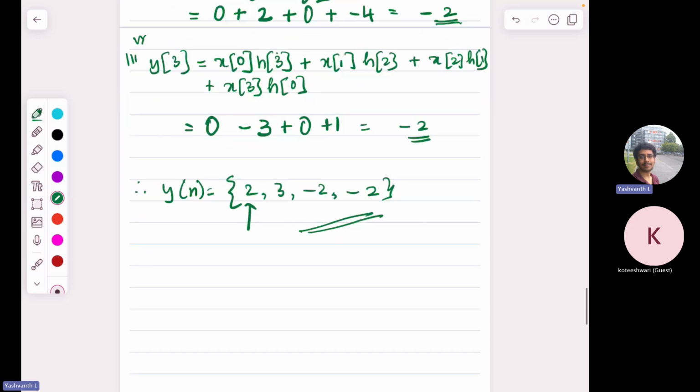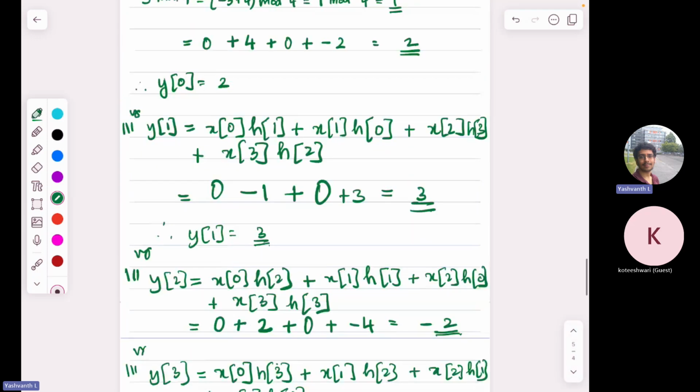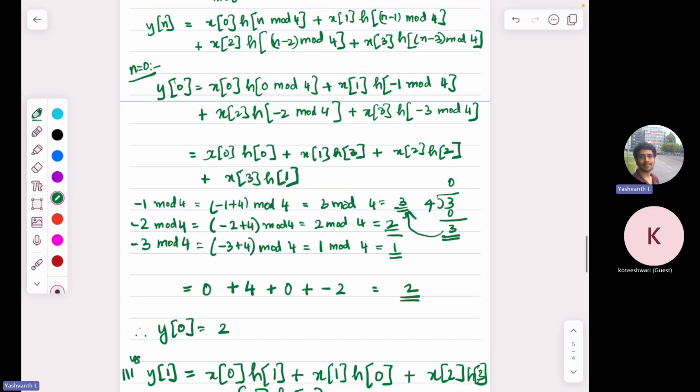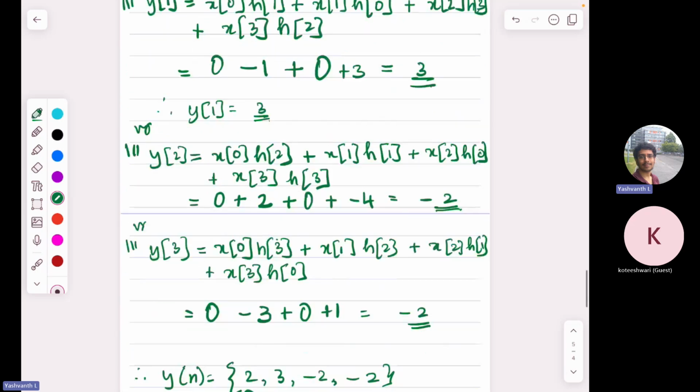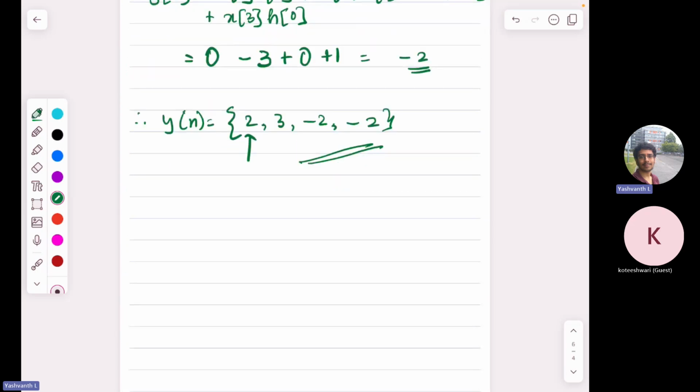Okay, very good. Now it looks very laborious, right? There are a lot of steps that we are doing just to find the circular convolution. So I'm going to give you a very nice, simple, short trick: easy evaluation of circular convolution.